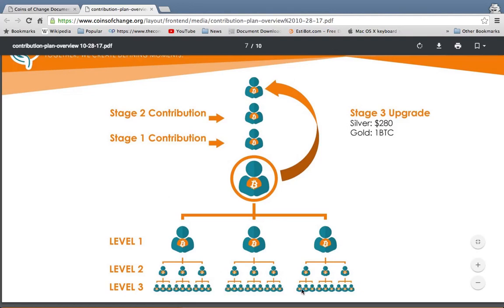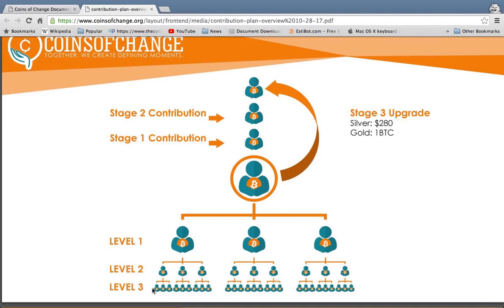27 people down here on your level 3. Your level 2 people are upgrading. They've already upgraded. Those payments went to you, right? But now it's time for you to upgrade. So you're going to make your stage 3 upgrade, which is going to be a $280 contribution, or in gold, it's going to be 1 Bitcoin. So that is going to now go 1, 2, 3 people ahead of you, right? So that $280 contribution goes here.